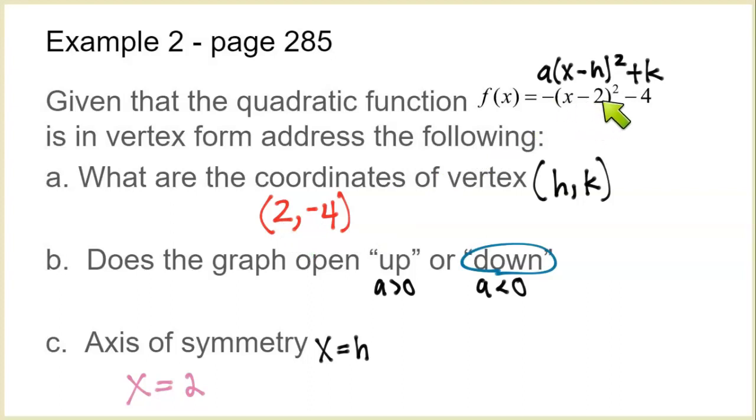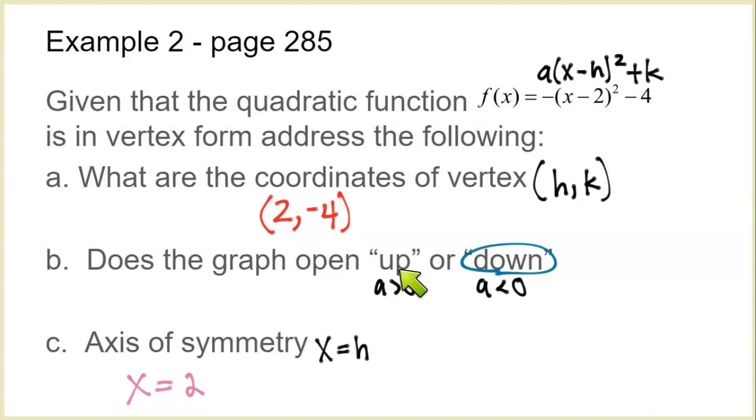Now, even though this is x minus 2, if this were a plus sign, then the h value would be negative. But since it is a minus sign, the h value is actually positive. So we look at the opposite of that value when we want to determine the value of h. The value of k is exactly what it is in the equation. Since this is minus 4, the value of k in our vertex coordinates is negative 4.